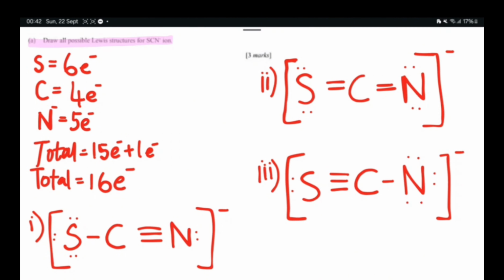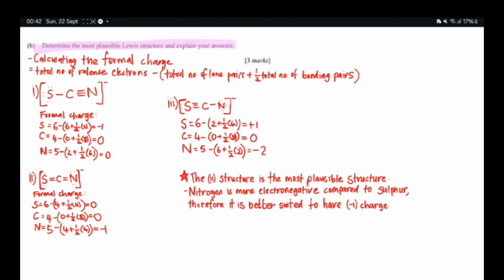Moving on to the second question, which is B, to determine the most plausible Lewis structure and explain your answers. In order to answer the question about determining the most plausible Lewis structure, we have to calculate the formal charge first. We can calculate the formal charge by using the total number of valence electrons minus the total number of lone pair electrons plus a half of the total number of bonding electrons.